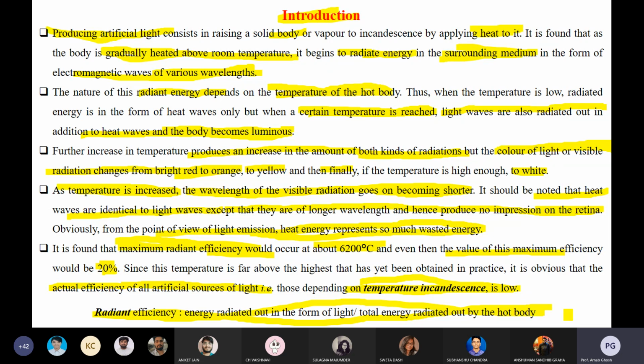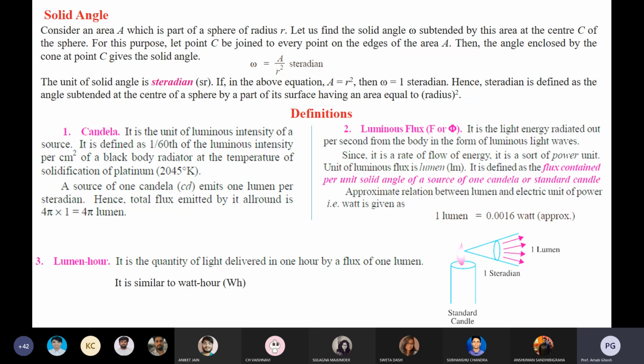If sound energy is transmitted from one point to another point, a medium is required. For light and heat, no medium is required. Now, some very important definitions.